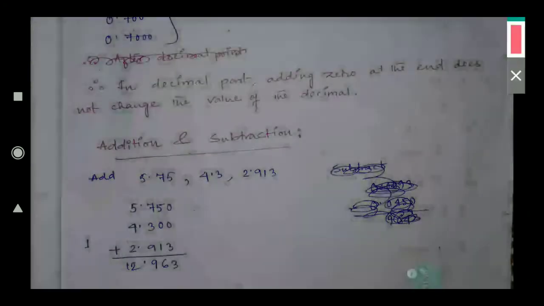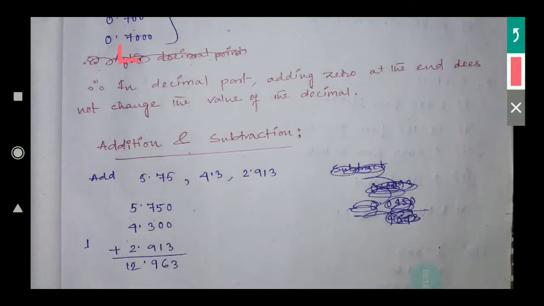Decimal number. That means the decimal point is there. So at that time what you have to do, suppose the first number is given 5.75, you write 5.75. After that what is given? 4.3. So first you give the point here, after that you write here 4, then 3, then 2.913.